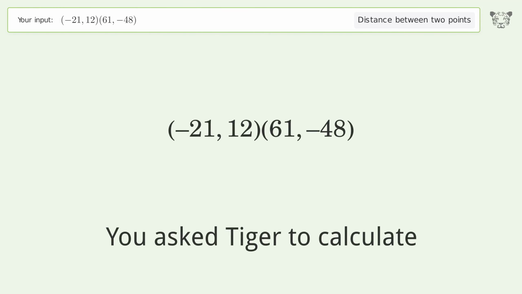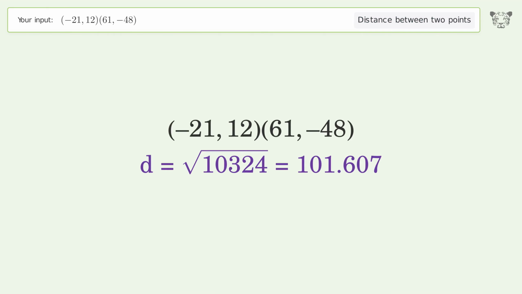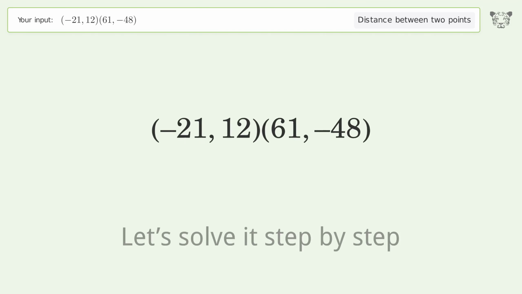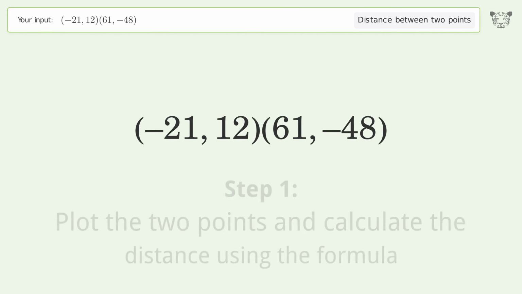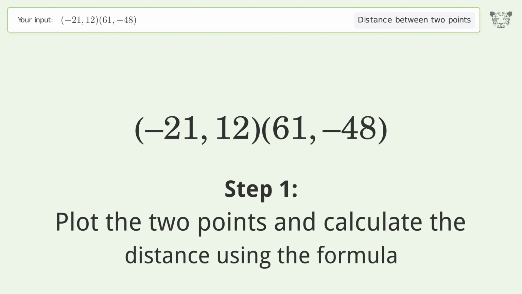You ask Tiger to calculate. This deals with the distance between 2 points. The distance between the 2 points is the square root of 10,324, or 101.607. Let's solve it step by step. Plot the 2 points and calculate the distance using the formula.